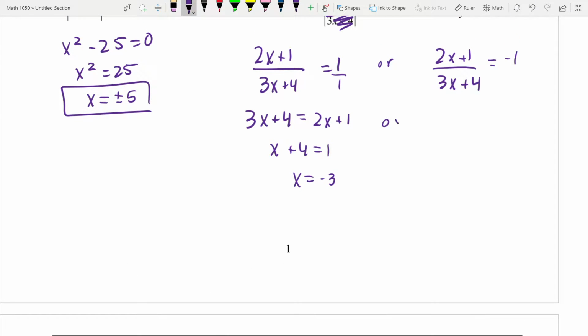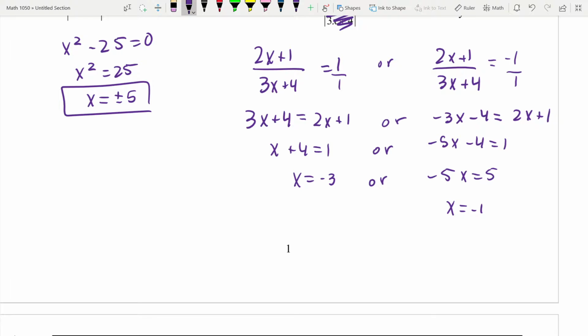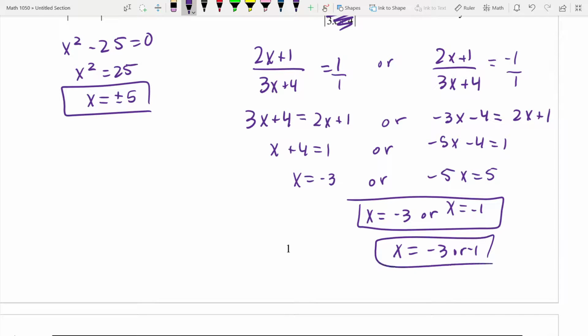Okay? These are ors. Weber State has been super picky with me on the or and the and business, so let's keep writing that or down, okay? Cross multiply. The 3x plus 4 is multiplied by a negative 1, so that's a negative 3x minus 4. Cross multiply the other way, and you get 2x plus 1. This 2x comes over and becomes a negative, so I have a negative 5x minus 4 equals 1. The 4 comes over and becomes a positive. Negative 5x equals 5. Divide by a negative 5, x equals negative 1. So the answer is x equals negative 3 or negative 1. You could also do this, x equals negative 3 or negative 1, something like that. Okay?